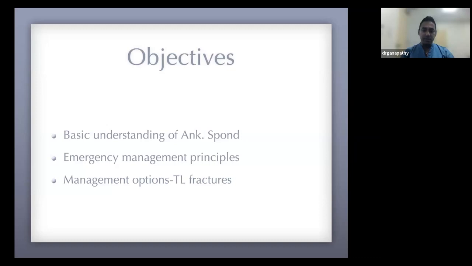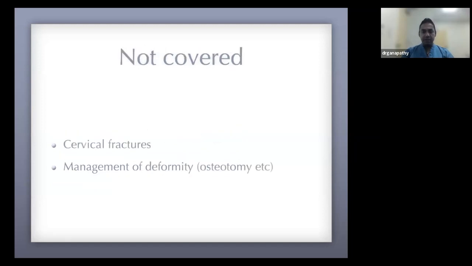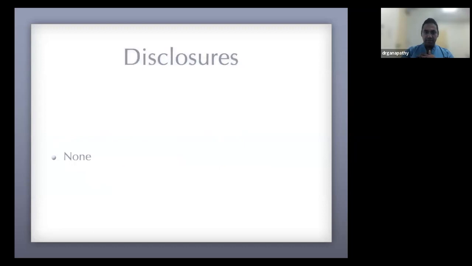So our objectives today are basic understanding of ankylosing spondylitis and emergency management principles. I thought we'd just focus on thoracolumbar fractures because there's a whole paradigm of ankylosing spondylitis, and we could take this in different directions: cervical, thoracic, deformity, etc., acute versus chronic management. But I just wanted to spend time discussing the emergency management principles and the treatment options for thoracolumbar fractures. And we'll try to make this evidence-based because there's a lot of questions that come to people's mind. So what we're not covering is deformity and cervical. I don't have any disclosures.